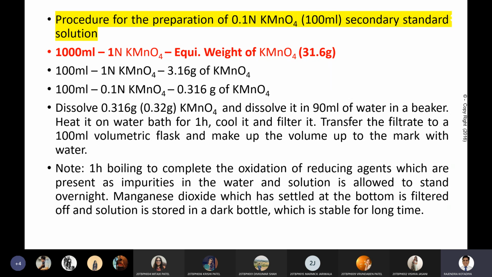So this is the preparation of 0.1 normal KMnO4 solution. શું કરવાનું તમારે 0.32 ગ્રામ KMnO4 વે કરવાનું, 90 ml બીકરની અંદર 90 ml પાણી લઈને એને ડિઝોલ્વ કરવાનું, વોટર બાથ પર એને ગરમ કરવાનું છે for 1 hour, ઠંડુ કરવાનું, પછી એને ફિલ્ટર કરવાનું અને જે ફિલ્ટરેટ આવે છે એનું તમારે વોલ્યુમ મેકઅપ કરવાનું to 100 ml with the use of water. So that will be your 0.1 normal KMnO4 solution.